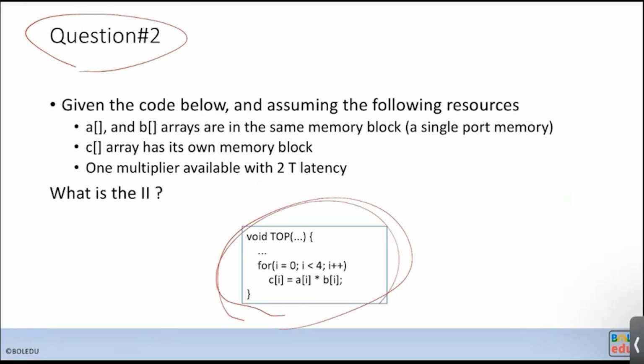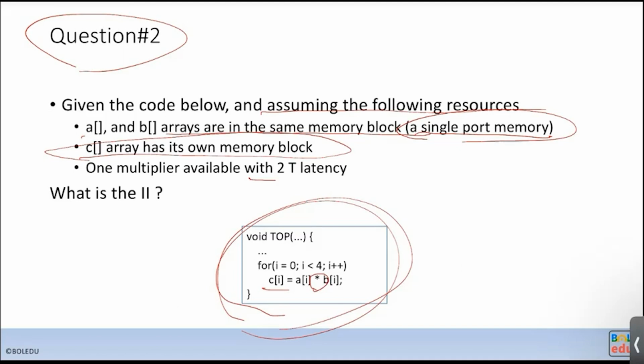Given the code below, assume the following resources: first, the A and B arrays are in the same memory block, and this memory block is a single-port memory. The C array has a separate memory block. And this multiplication has a 2-cycle latency. So when you want to pipeline, what is the II? II means how many cycles it takes for the next iteration to start.